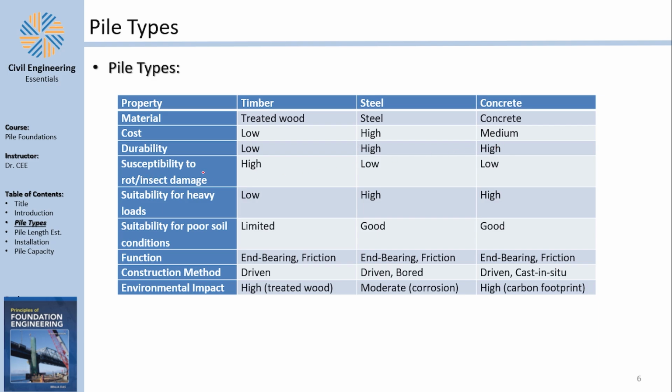Susceptibility to rot and insect damage, well, that's what I just said, so it's high in wood. Suitable for heavy loads? No, because the material wood is weaker than steel and concrete, so this only works for simple sheds and simple structures. Does it work for poor soil conditions? Not really that much. It still works, but in a limited fashion. And how do they carry the load?